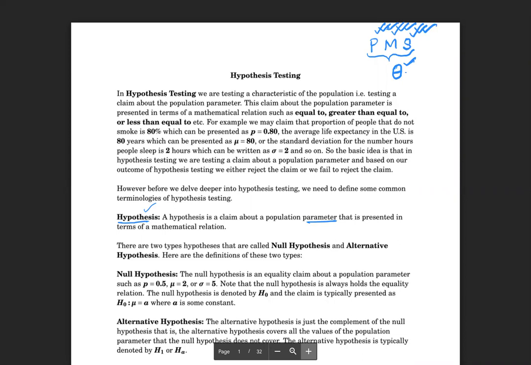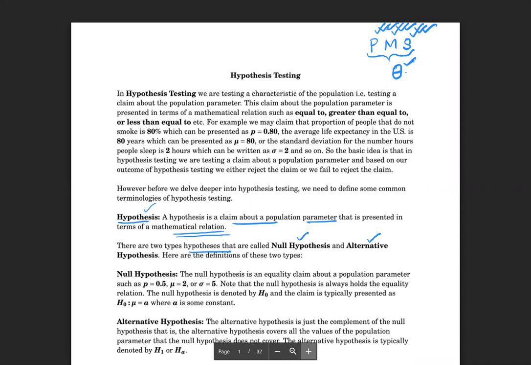So a hypothesis is a claim about a population parameter that is presented in terms of a mathematical relation. So we present a hypothesis in terms of a mathematical relation. A hypothesis is a statement about the population that's presented as a mathematical relation so that we can do testing about it. Now, there are two types of hypothesis, meaning one is the null hypothesis, another is the alternative hypothesis.